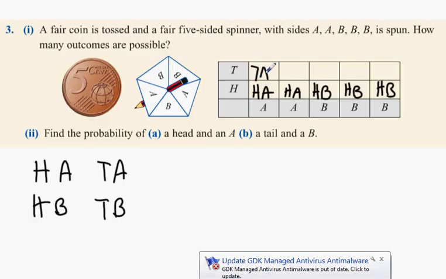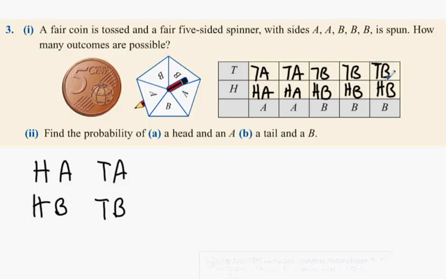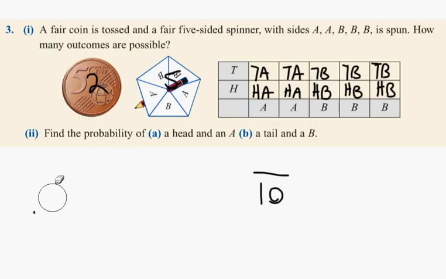Tail A, tail A, tail B, tail B, tail B. Now, Ryan, you're technically right. It's out of 10, because 2 here and 5 sectors here. But there's 10 results, and a lot of the results are repeated. So there's only 4 unique results. Is everybody alright with that? Now, find the probability. So the answer to the first question is 4.